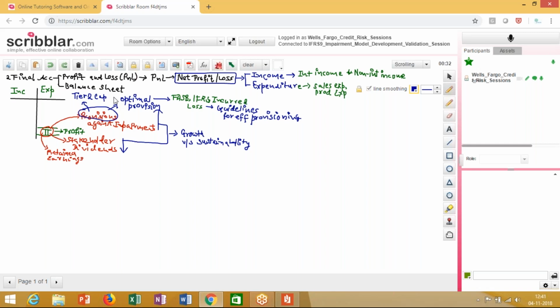And when I say provisions, I need to optimize my provisions. But what are the grounds of optimizing that provision? On what basis will I optimize that provision? I will optimize that provision on the basis of a framework, and that framework is provided by IFRS 9.